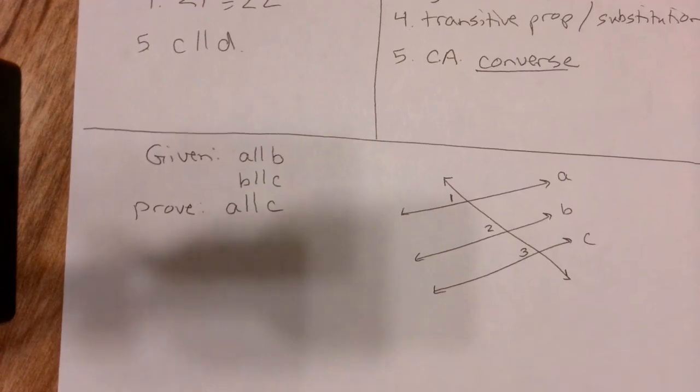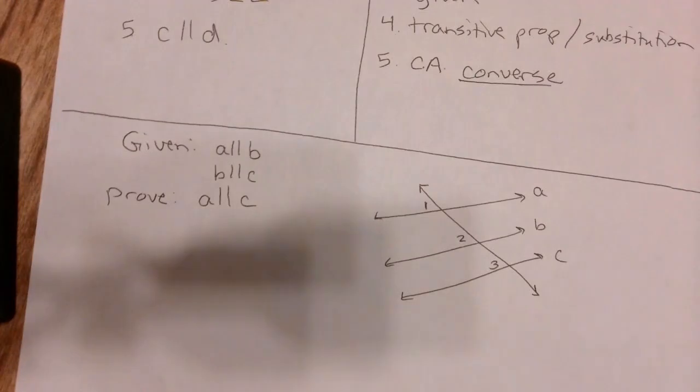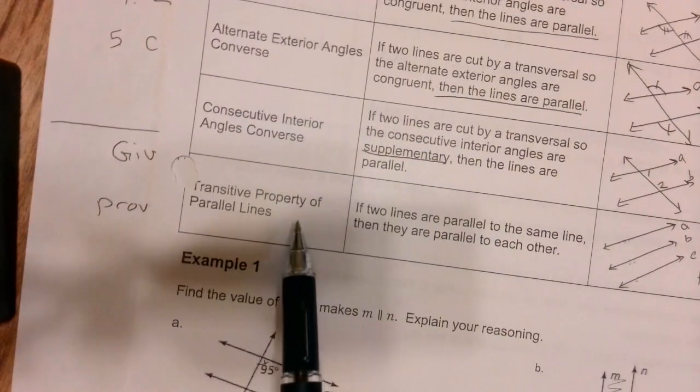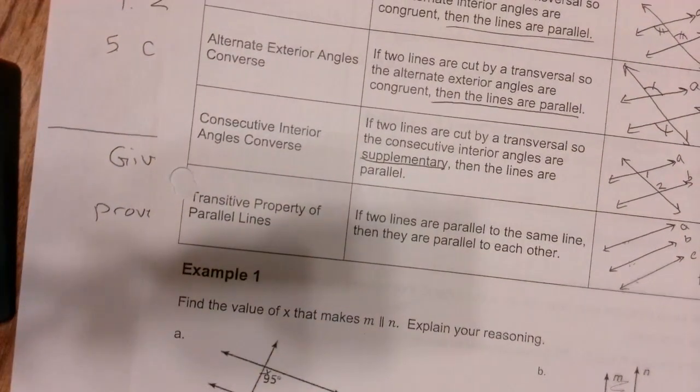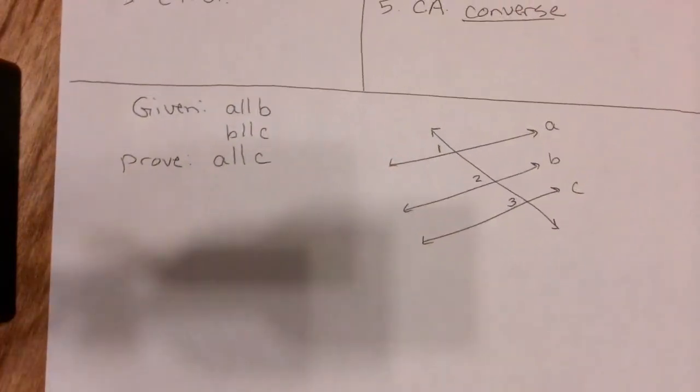All right, because we're doing okay on time, let's do that proof. The proof for the transitive property of parallel lines. It's a nice little proof, works very nicely. So here's the proof. Pause the video and go ahead and write it down.